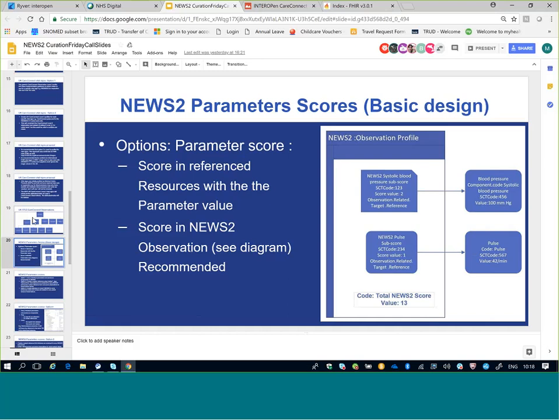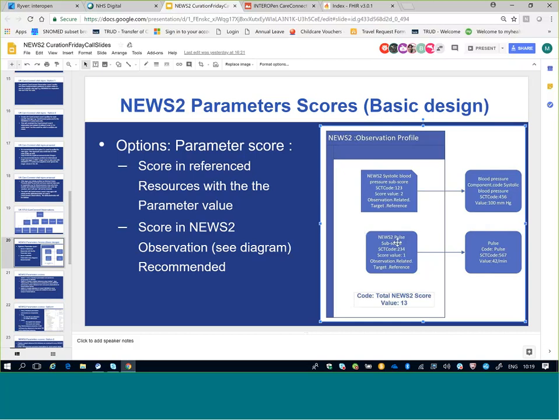There are a number of options for carrying the subscore. The basic design was that we could carry the subscore with the referenced observation itself. Remember I showed you earlier the related reference to observation, which goes to external, so that's what it would look like. This is the total NEWS2 observation profile, and it will have a reference to external blood pressure. So technically, the score could sit with blood pressure, or we could put the subscore of blood pressure with the NEWS2. I think what we're recommending is that the subscore sits with the NEWS2 because it belongs to NEWS2, and the blood pressure is a reusable component which is referenced, and we don't capture the subscore of that blood pressure there. So I think that's the logic behind it.